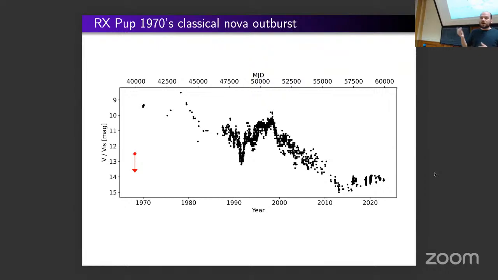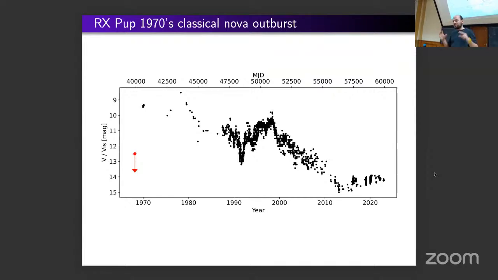So when a white dwarf is accreting mass, the hydrogen accreted accumulates on the surface until critical pressure is reached, and thermonuclear runaway will start, and we will get a classical nova eruption.